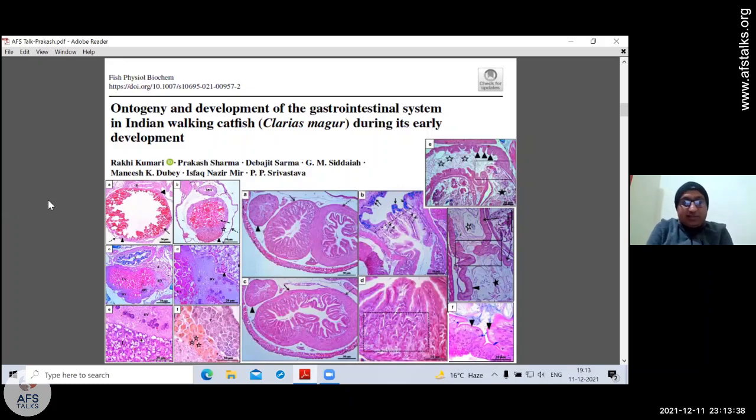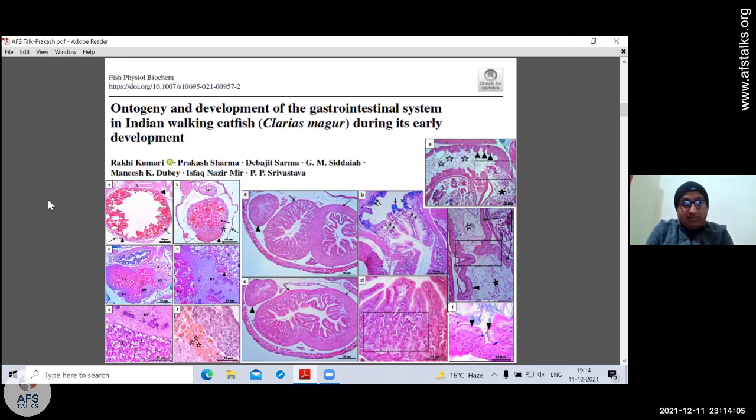So this species, the earlier species didn't have what is called the stomach, that is, it was an agastric fish, and this Magur was a gastric fish eventually. And then in this fish, I got extra interesting things to look into, and some of these were the mechanism and the pattern of the yolk sac absorption.